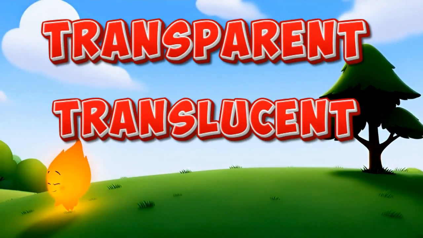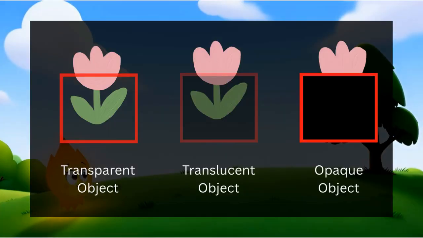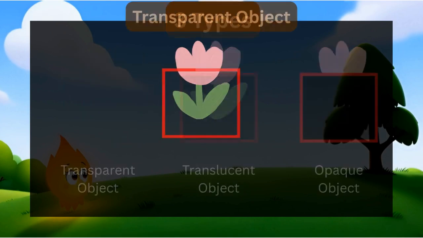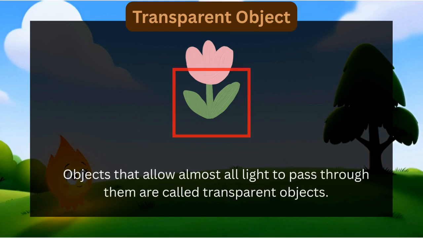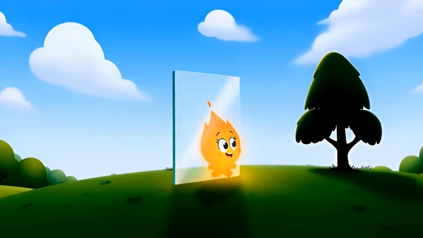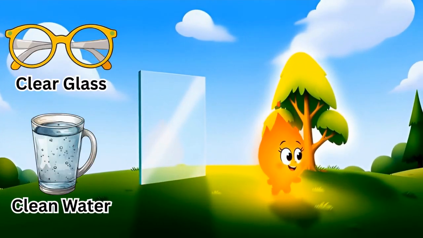Transparent, translucent, and opaque objects. Objects behave differently when light falls on them. Based on this behavior, we classify them into three types. Transparent objects. Objects that allow almost all light to pass through them are called transparent objects. Objects behind them are seen clearly. Example, clear glass, clean water.